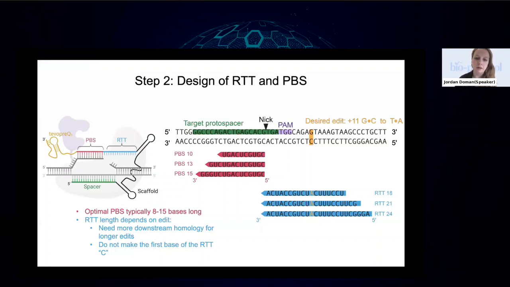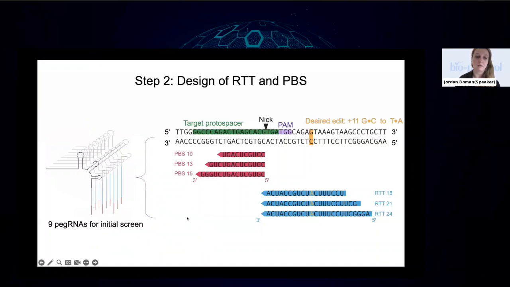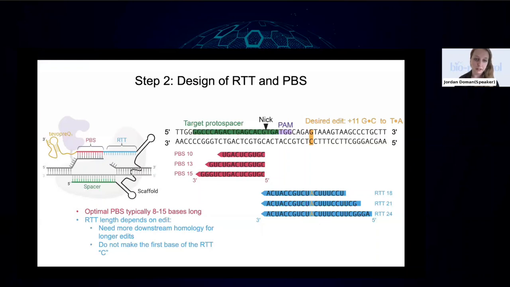So these are the things that we consider, and typically when we're designing a new prime editing strategy in our lab, we'll pick a couple PBS lengths, a couple RT template lengths, and then the number of pegRNAs that we test is just a matrix of those. So if you were to design 3 and 3, it would be 9 pegRNAs for an initial first pass screen. So that's everything that we needed to cover for the pegRNA.